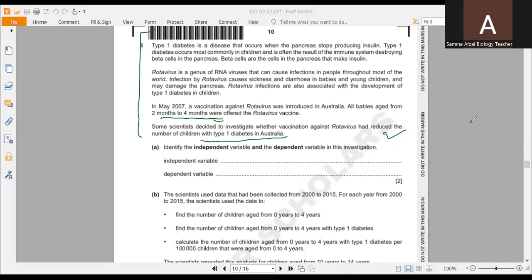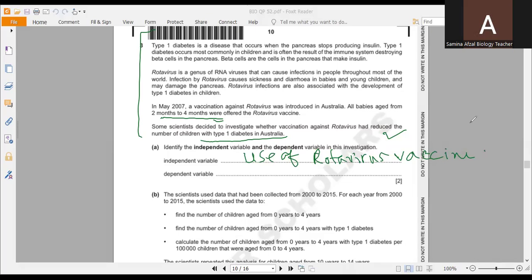Identify the independent variable and dependent variable. The independent variable is the variable that the scientists are investigating as a potential cause. So here they are making use of the rotavirus vaccination. So I will write: the independent variable is use of rotavirus vaccine. They are making use of this vaccination on the children.